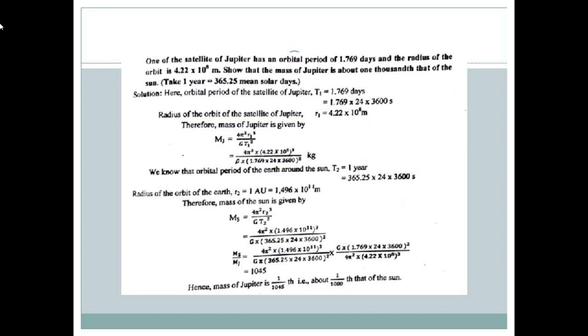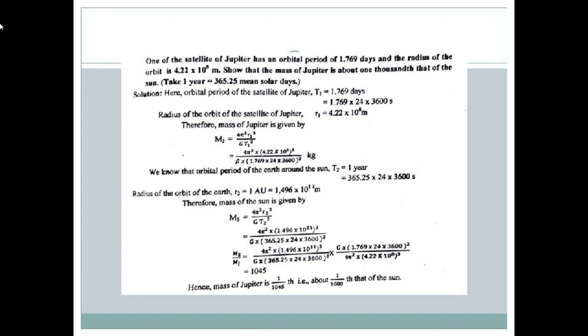Therefore, the mass of the Sun is given by Ms is equal to 4π² R2³ upon G T2². Just substitute all these values and you will get 4π² × (1.496 × 10^11)³ divided by G × (365.25 × 24 × 3600)². Don't solve this because we are going to find the ratio.